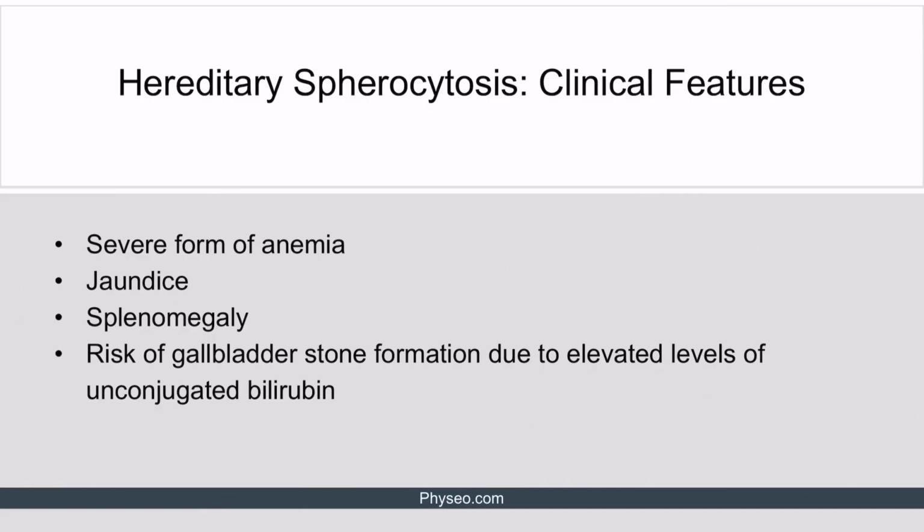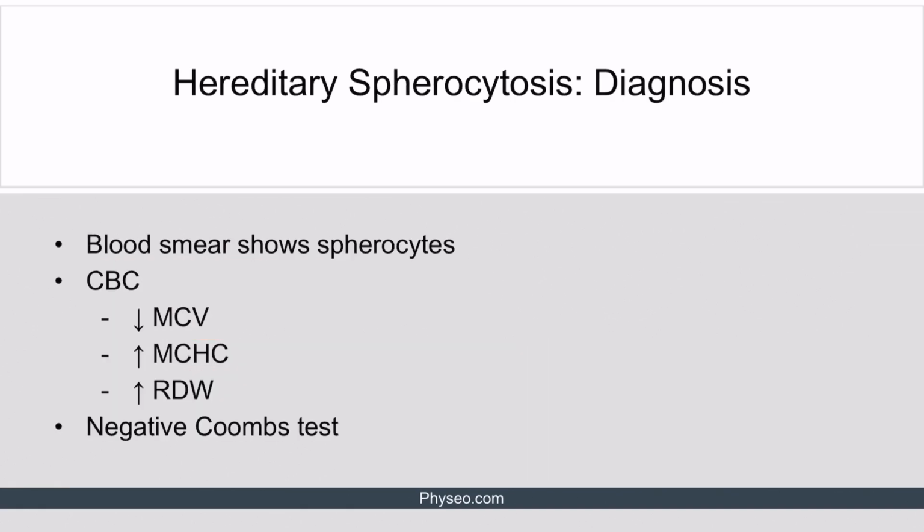similar. Patients with hereditary spherocytosis present with signs of a severe form of anemia consistent with extravascular hemolysis, including jaundice, splenomegaly, and elevated unconjugated bilirubin. Hence, they are also at increased risk of pigmented gallbladder stone formation. In a patient with hereditary spherocytosis, the blood smear will show spherocytes, as we have already seen in an image.